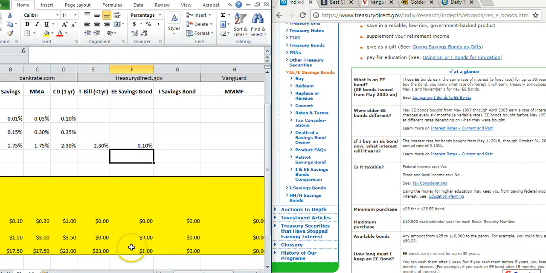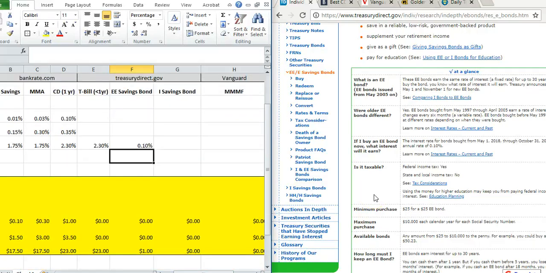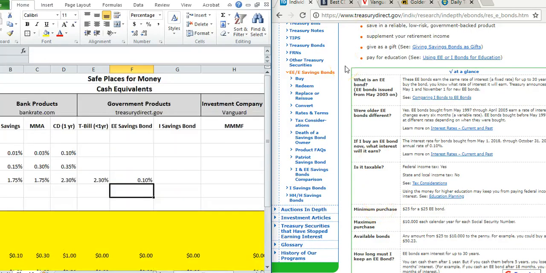So again, that's only $1. Interest rates are very low. They have a fixed rate of interest for up to 30 years. Can't imagine why you'd want to lock up your money at 0.10 for 30 years. You have to wait a year before you can redeem them, so their liquidity is not as convenient, but they are risk-free because the government always pays their bills, despite being grossly in debt, but that's for another day.